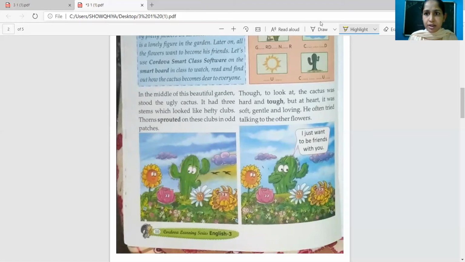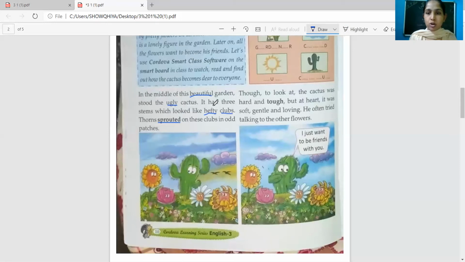Okay, so I will just underline this. So what is this word, children? Beautiful. Okay, so what is this word? Sprouted. Okay, so look at here, it is hefty, and look at this, it is a clubs. And we are ugly.